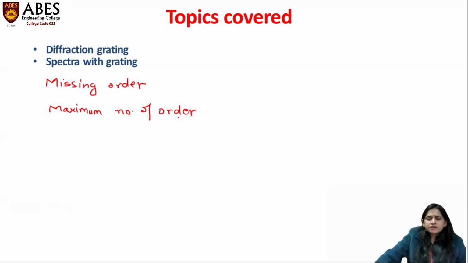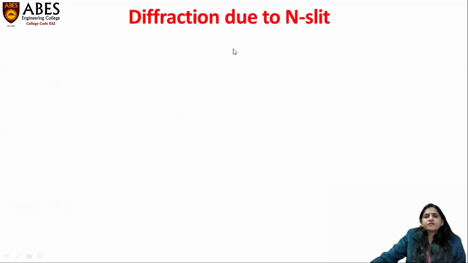So let us start with the topic diffraction due to N slit. Here, what is the meaning of N slit? N slit is also known as plane transmission grating, or in short, we call it a grating.